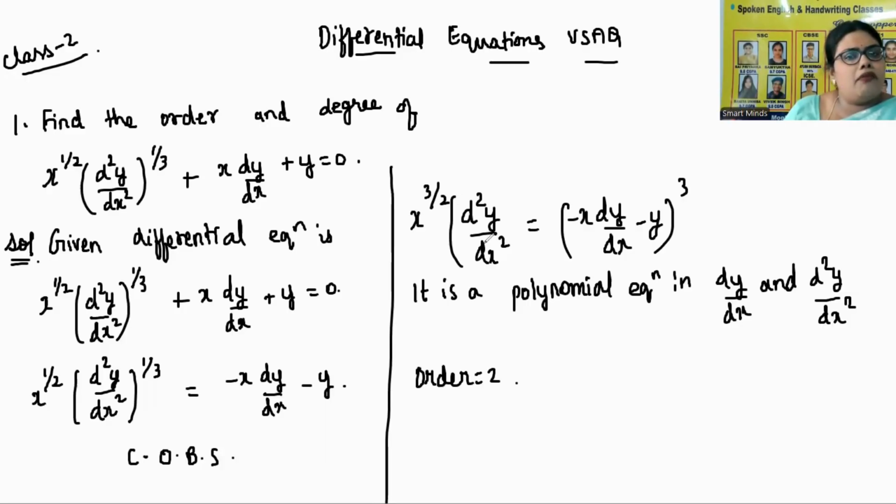Now what is the power of this highest order? There is no power. So we can write 1. So you can see the power of the highest order is the degree. So degree is equal to 1. Suppose if you have 3 here in the place of 1, degree will be 3. Whatever power you have for d square y by dx square, or the highest order derivative, that is the degree. Understood? So this order and degree problems are very, very important and very easy also.